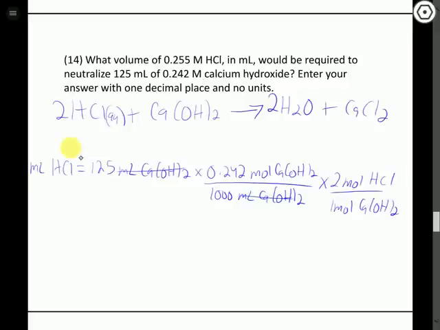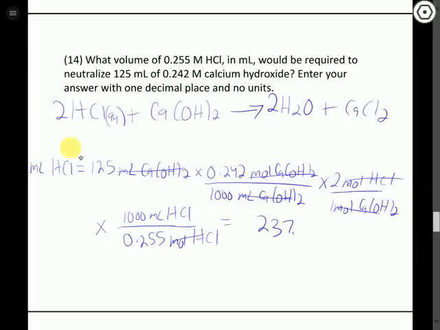And then our last step is we're asked for volume of HCl solution. So we're going to work backwards and use the molarity and then convert back into volume. So our concentration for HCl is 0.255 molar, which means for every 1,000 milliliters of solution, we have 0.255 moles of HCl. We write it this way because we want moles of HCl to cancel, and we want to end up in milliliters of HCl solution, which the question is specifically asking us for. So when we write that out, we get 237.3 milliliters.